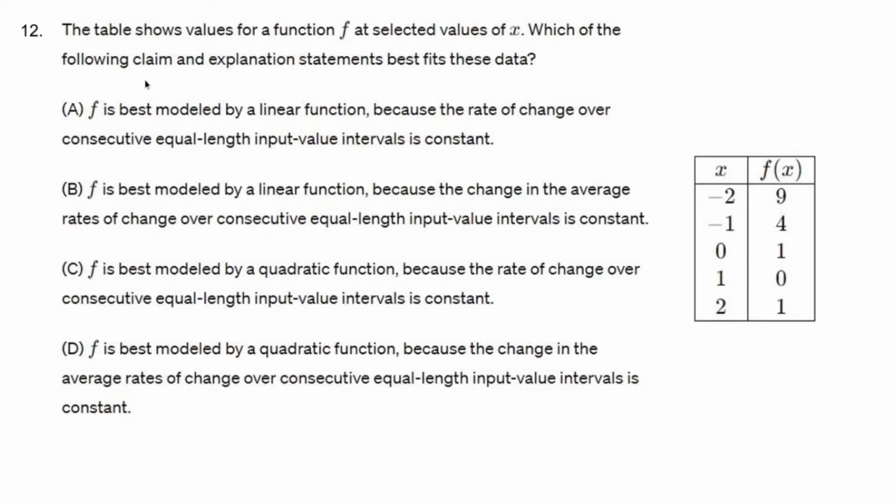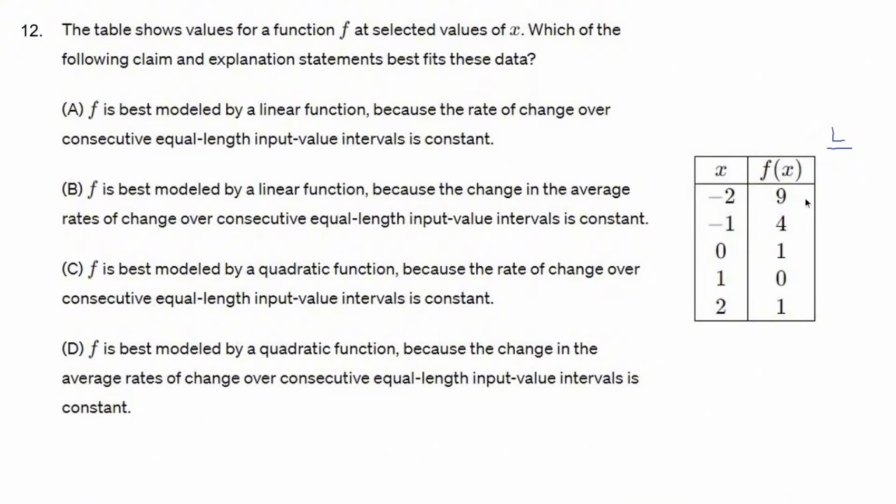Which of the following claim and explanation statements best fit these data? Well, it's not linear. And the reason why I know it's not linear is it went from 9 to 4 to 1 to 0 to 1, which means it's not a straight line. But what you're supposed to do is find the rate of change.